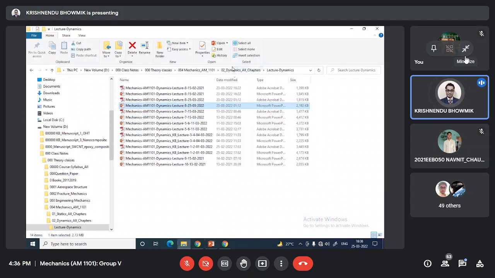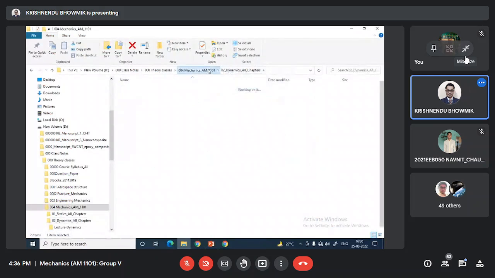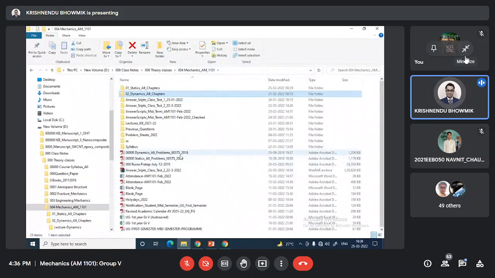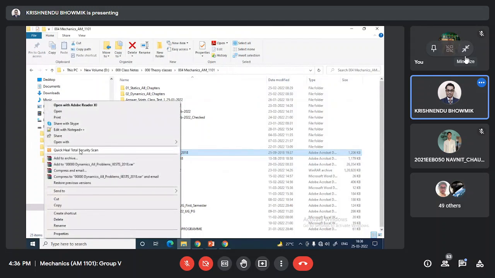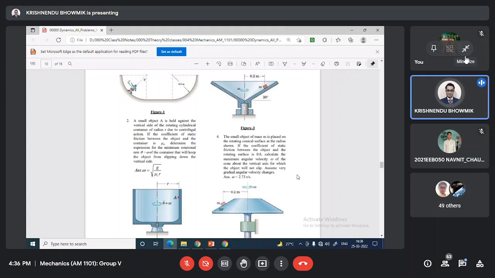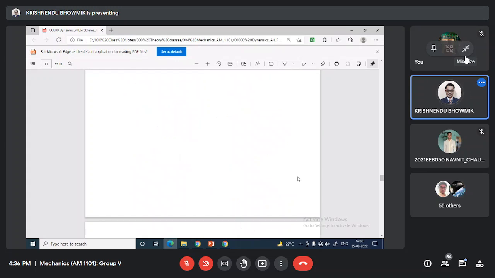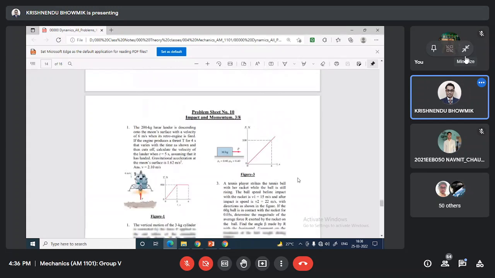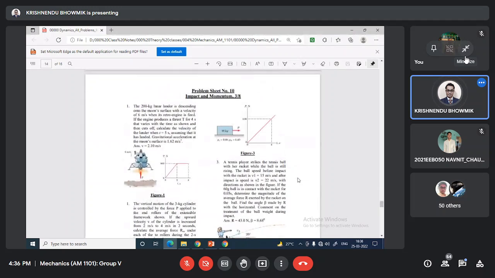So let's go back to the problem sheet. Dynamics, correct? Okay, this problem sheet, let me check once which number it is. I think 10 or 8. It is 10, yes. Problem sheet 10.